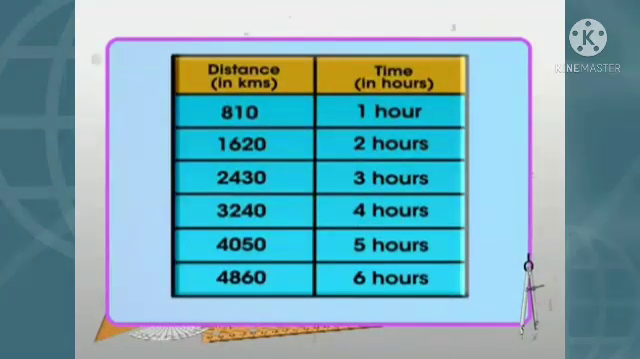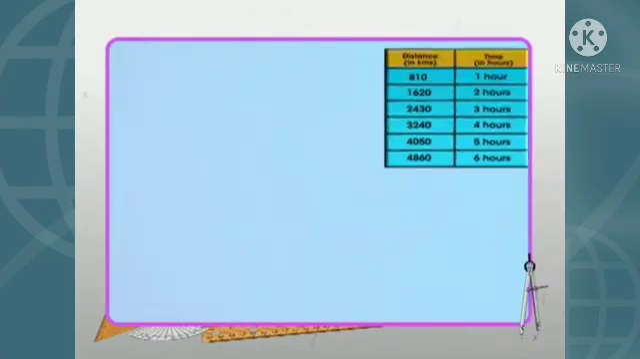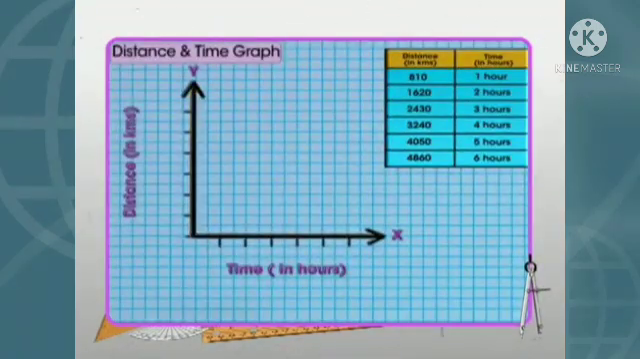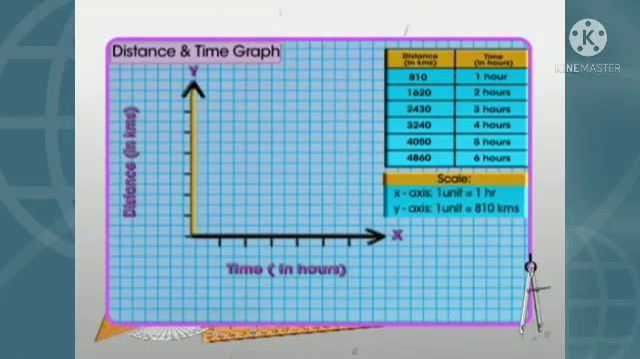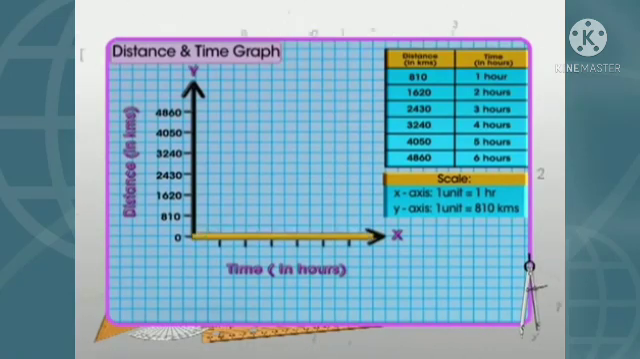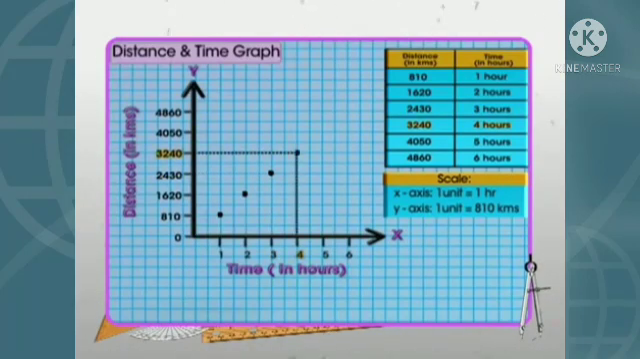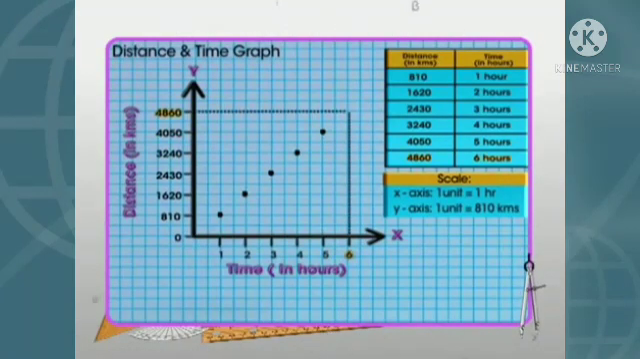We can make a tabular column where we list this distance-time data. On the y-axis, mark the distance using a scale of 1 unit equal to 810 kilometers. Appropriately, along the x-axis, each unit can represent 1 hour. Now plot the points: 1 hour 810 kilometers, 2 hours 1620 kilometers, 3 hours 2430 kilometers, 4 hours 3240 kilometers, 5 hours 4050 kilometers, and 6 hours 4860 kilometers.